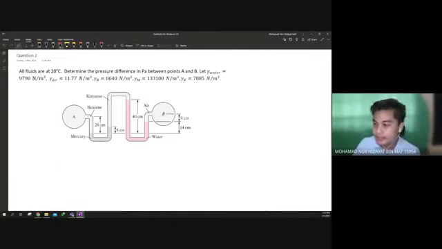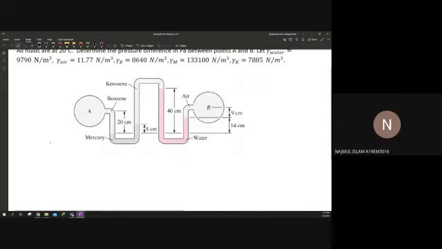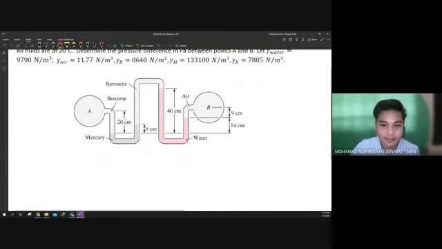Okay, the first step, what you need to do, you need to label it. You need to label and find the reference line. From here, this is your benzene. And here is your mercury. From here is kerosene. From here is the water, and this is air. The question asks to find the pressure difference between point A to point B. So the most important thing, please label it first.